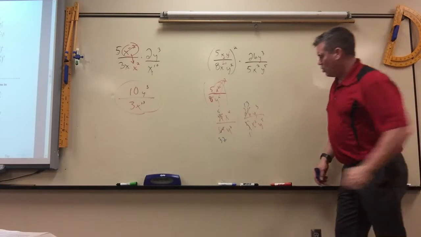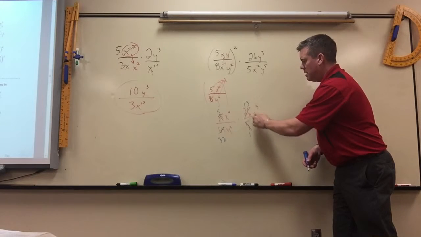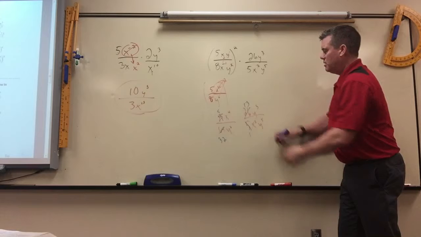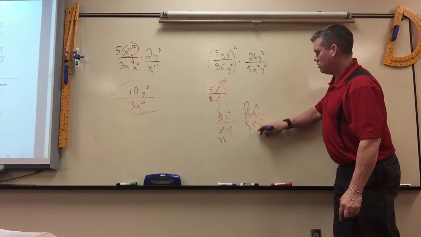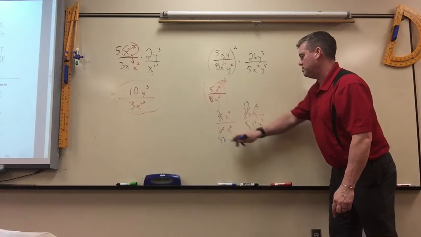Then the y's. On the bottom, I've got 2 and 5 make 7. On top, I've got 3. So all 3 of these will go. Take 3 away from 7 would leave you with 4 y's, or y to the 4th.